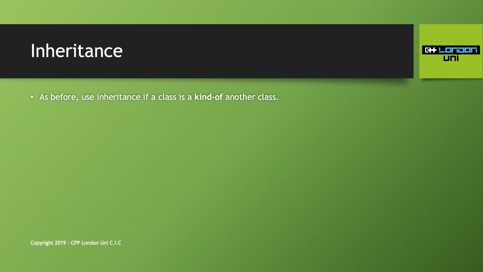As I said before, you should use inheritance when this thing is a kind of another thing that already exists. The class that we inherit from is known as the base class. Does that make sense to everyone? The idea of a base, right? So the thing we're going to inherit from is the base.